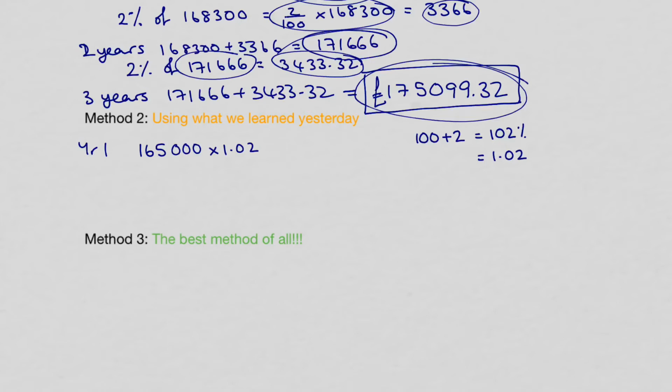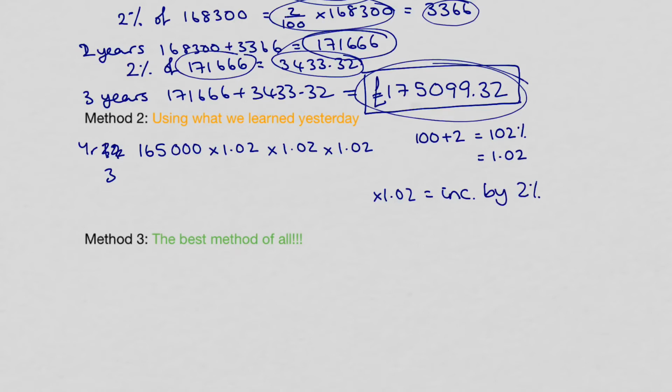If we wanted to increase that by 2% again, we would just multiply it by 1.02 again. And then if we wanted it after 3 years, we can just multiply it by 1.02. So every time we multiply by 1.02, we're increasing it by 2%.